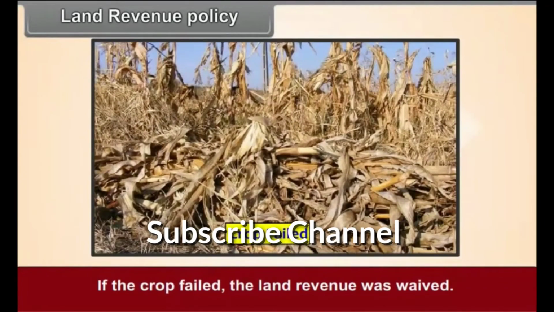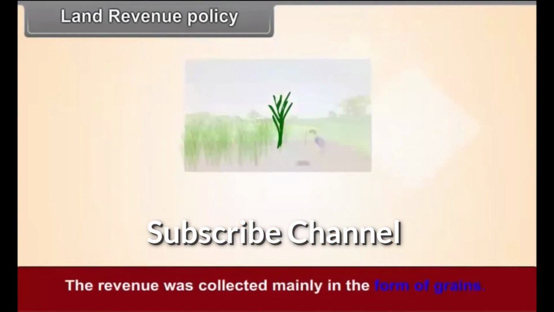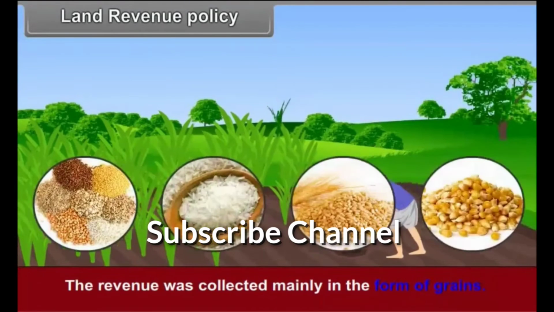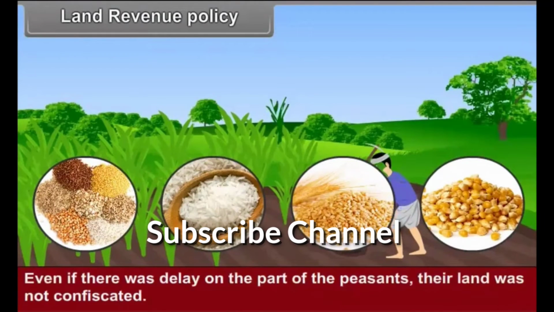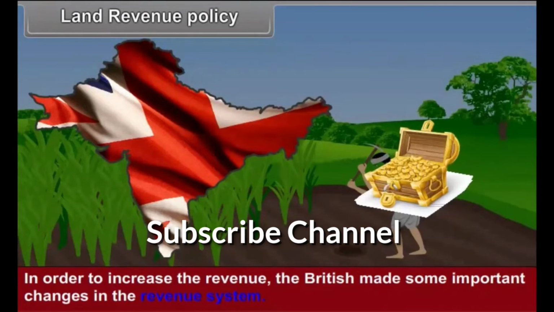If the crop failed, the land revenue was waived. The revenue was collected mainly in the form of grains. Even if there was a delay on the part of the peasants, their land was not confiscated. In order to increase the revenue, the British made some important changes in the revenue system.